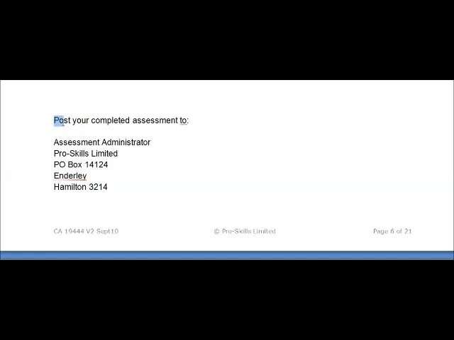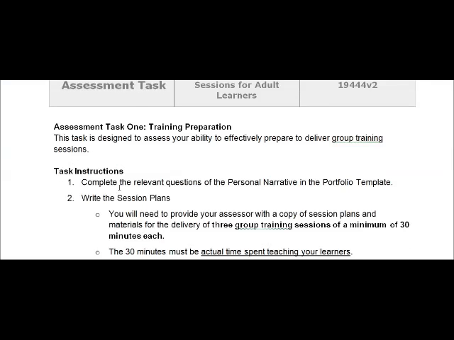Just a note here: don't use this address. If you've got this address, you're looking at an older version of the assessment material, which is still fine to use, but we have recently changed our address. So please use the address that's in your A5 course participant handbook. So do not send your portfolios to that address.